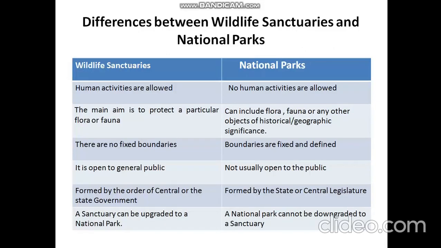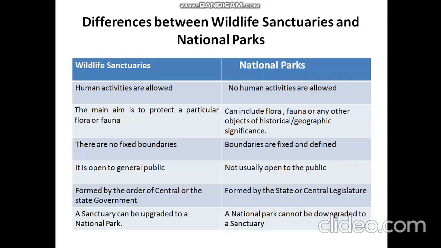So, to put it in a tabular form, it'll be easy if we give it as differences between wildlife sanctuaries and national parks in this way. In wildlife sanctuaries, human activities are allowed, whereas in national parks, not allowed. The main aim is to protect a particular flora or fauna in wildlife sanctuaries, whereas national parks can include flora, fauna, or any other objects of historical or geographical significance. In wildlife sanctuaries, there are no fixed boundaries, whereas in national parks, boundaries are fixed and defined.